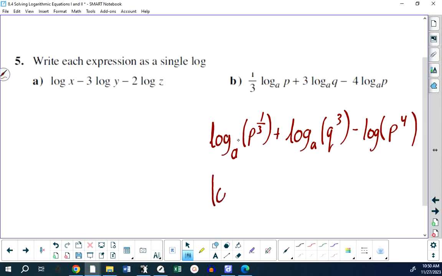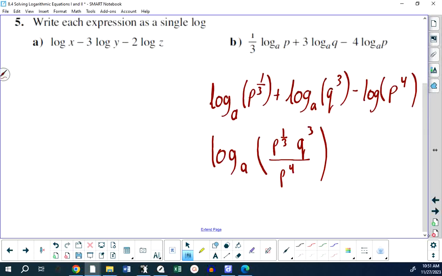I'm getting log base a, and a big part of this unit in getting answers from this point is going to be to use your exponent rules. I'm getting p to the 1/3, q to the 3, and I'm also getting over p to the 4. And it doesn't serve any purpose for me to write the p to the third as the cube root of p, because I notice there's a p in the numerator of the argument and a p in the denominator. I might as well simplify them.